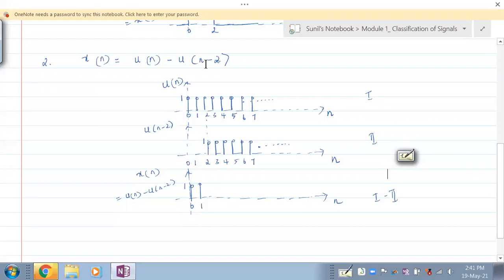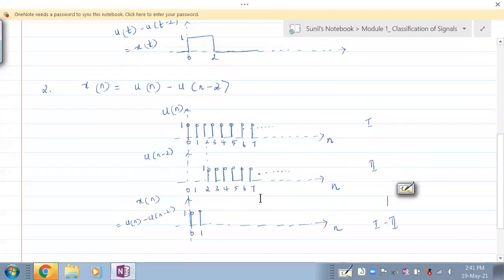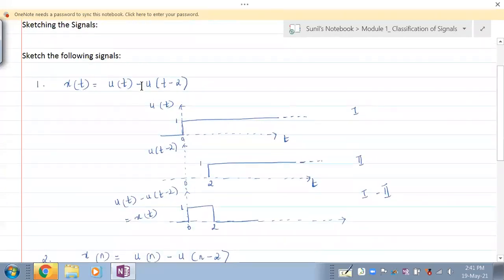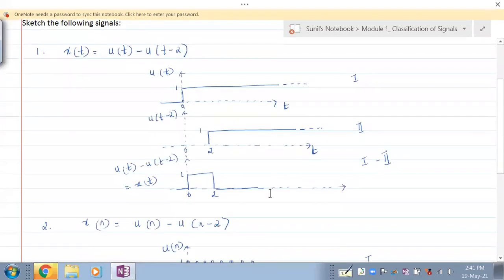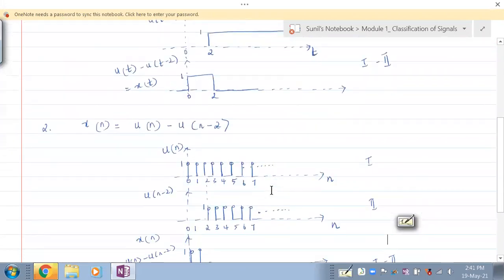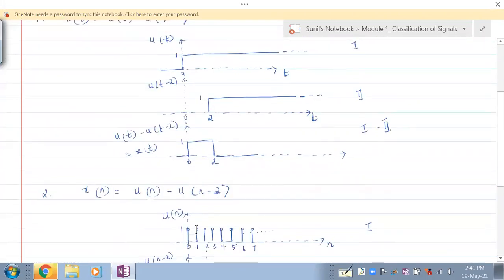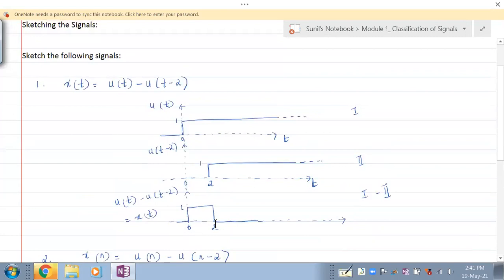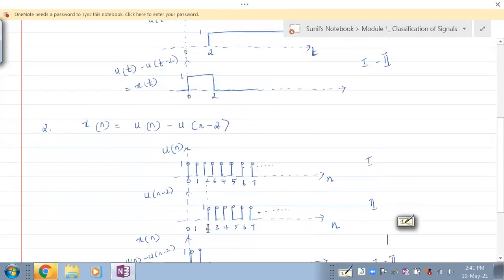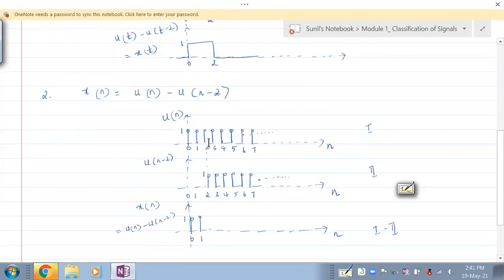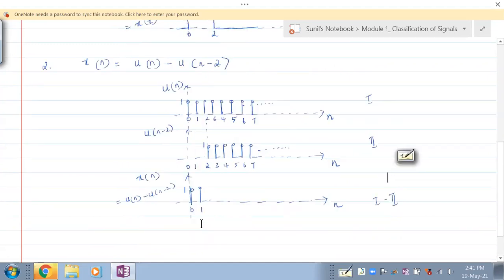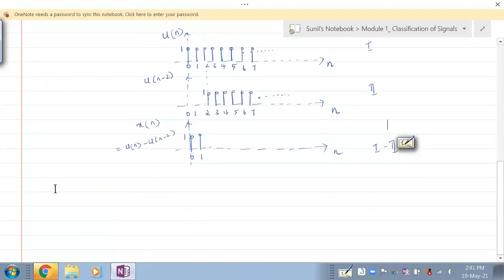So u of n minus u of n minus 2 ranges from 0 to 1, whereas u of t minus u of t minus 2 ranges from 0 to 2. Understand? This is the main difference that you need to make out. Since this is continuous in time, it goes till 2 seconds. But since it is discrete in time, the second sample will cancel, and you'll be left with only 2 samples, that is the 0th sample and the first sample. Understand that? Now let's go with something which is more complex and challenging also.